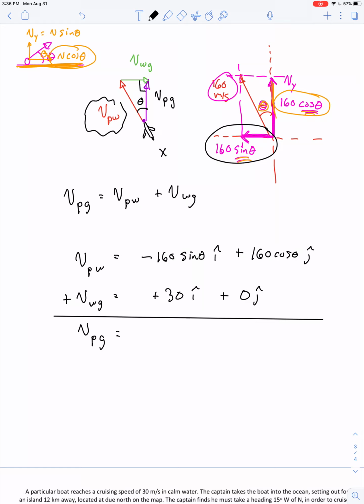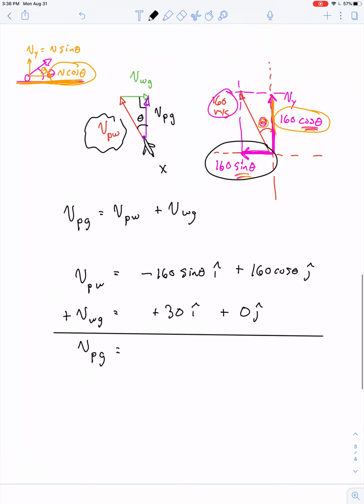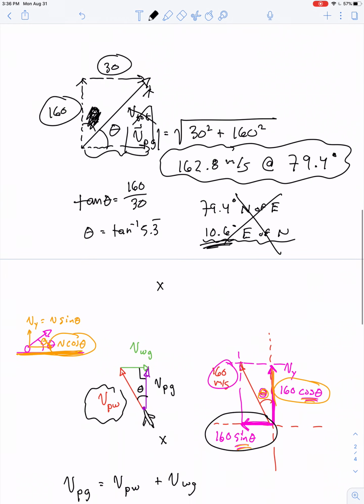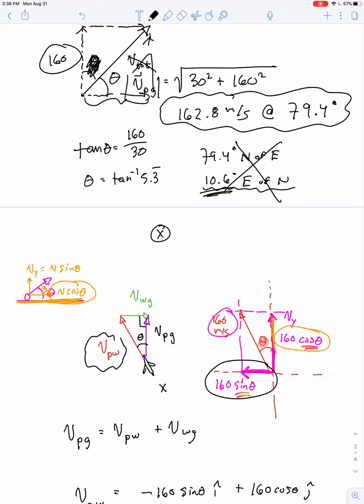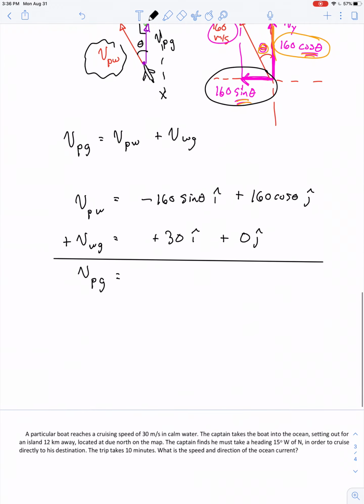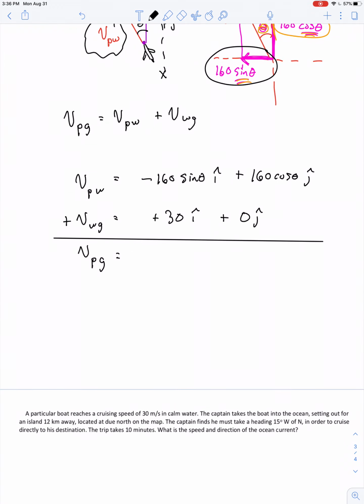Now in the end, the velocity of the plane with respect to the ground, because we know it arrives at the destination exactly due north without drifting along the east-west axis, the overall velocity has to have 0 component along the east-west axis. And then this is going to be plus, well, let's see, it just has to be plus 160 cosine theta j hat.